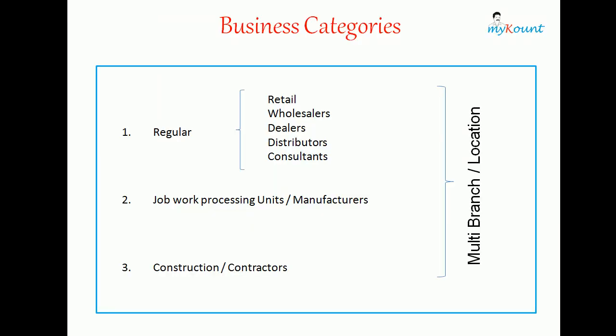For the application's convenience, businesses are divided into three categories. One is the regular: trading businesses, retailers, wholesalers, dealers, distributors, super stockists, and consultants. Second one is job work processing units and manufacturers. Third one is construction or contractors.